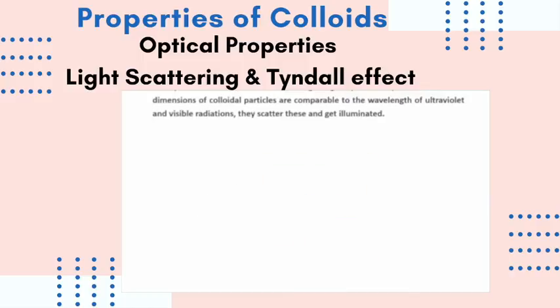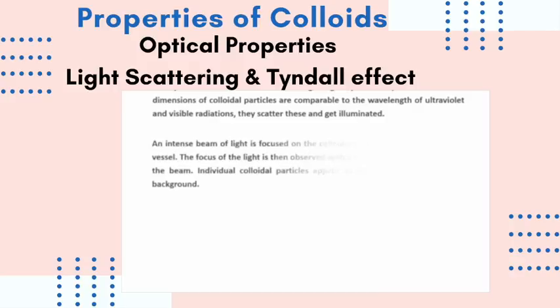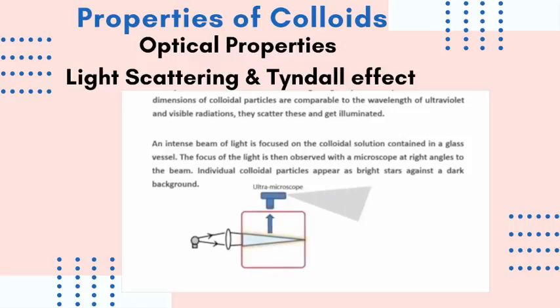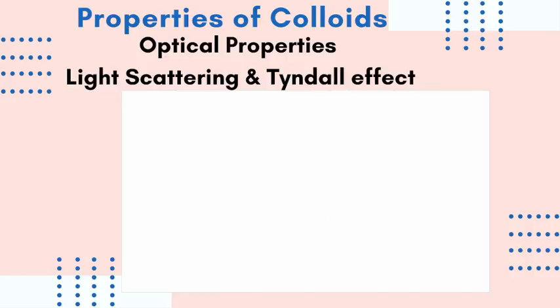Dimensions of colloidal particles are comparable to the length of ultraviolet and visible radiation. They scatter these and get illuminated. An intense beam of light is focused on the colloidal solution contained in a glass vessel. The focus of the light is then observed with a microscope at right angle to the beam. Individual colloidal particles appear as bright stars against a dark background.